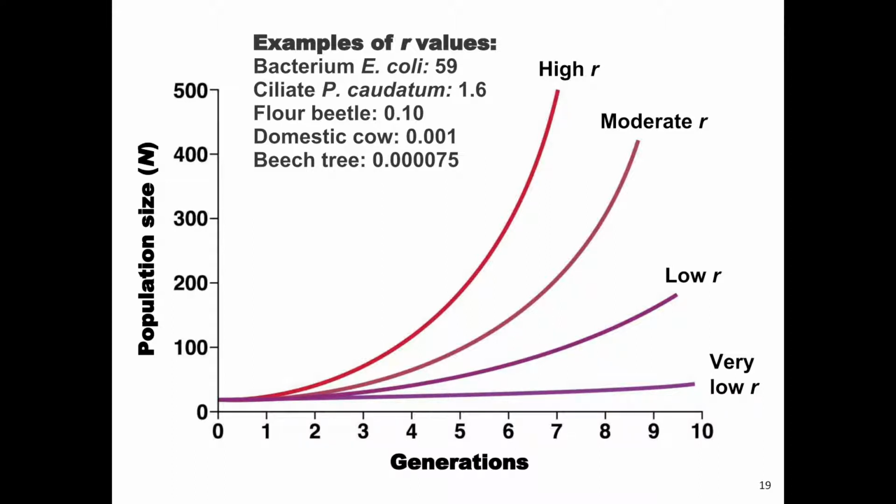And then on the other hand, we have species that take a long time to mature and have few offspring per year. They would typically have a low intrinsic R value. That would be like pandas or palm trees or humans or beech trees or cows. They would have lower R values.